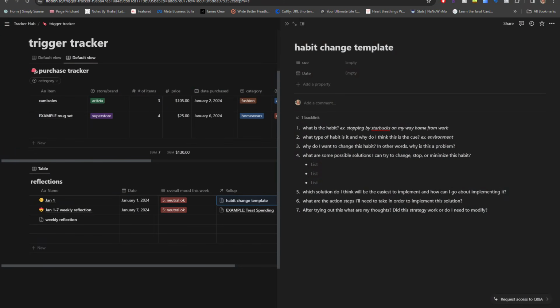The last component is a cue/habit change. So you spend time identifying your cues and the habits that they prompt. I have a template to help you brainstorm solutions, and I also included one as an example. So the example one is treat spending, and I walk you through the thought process of what the habit cue is, why is this a problem, how might I brainstorm solutions, what might I need in order to accomplish this, and then are there any iterations I need to make.